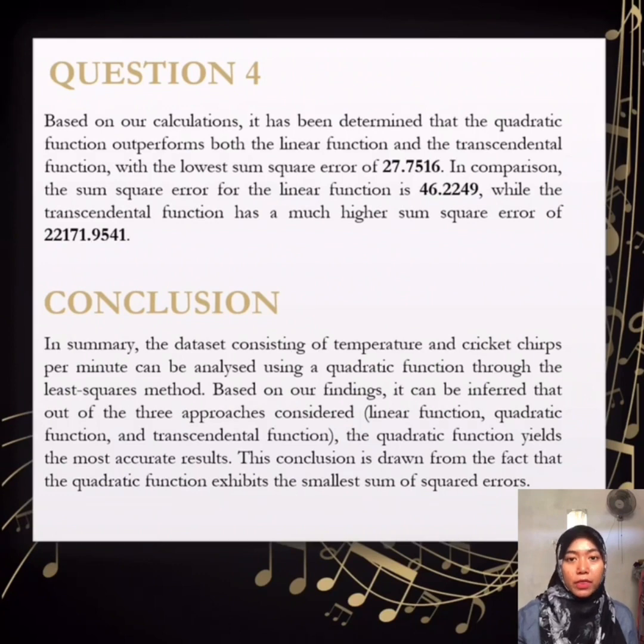In summary, the dataset consisting of temperature and cricket chirps per minute can be analyzed using a quadratic function through the least square method. Based on our findings, it can be inferred that out of the three approaches considered, linear function, quadratic function, and transcendental function, the quadratic function yields the most accurate results. This conclusion is drawn from the fact that the quadratic function exhibits the smallest sum of square error.